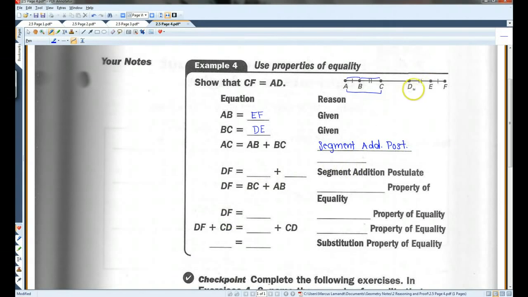Okay. Likewise, DF equals DE plus EF. Sorry, I didn't mean for those to overlap. DE plus EF. Once again, segment addition postulate. Now, we know that DE equals BC and EF equals AB. So I can substitute those values in. This is the substitution property of equality. So if DF equals BC plus AB, BC plus AB is the same thing as AC.